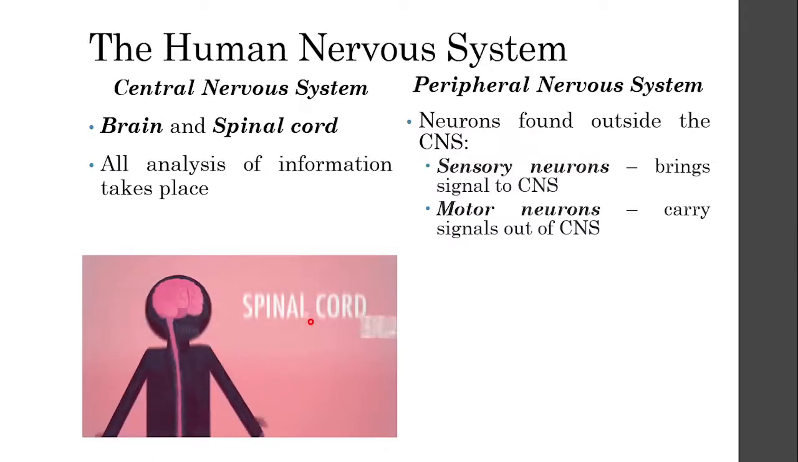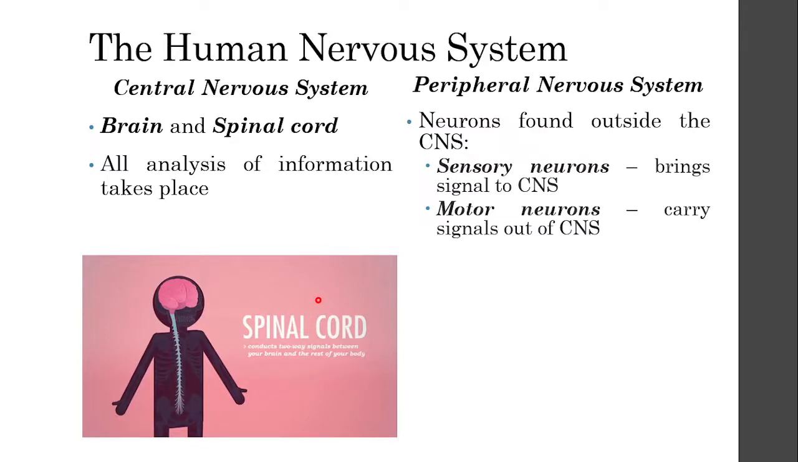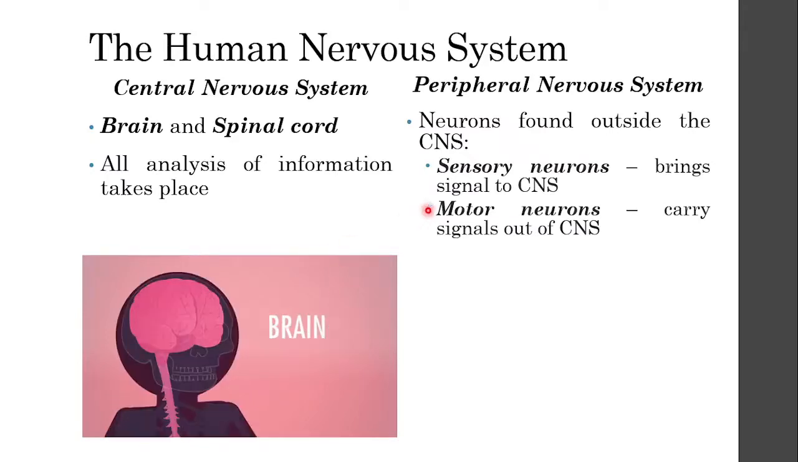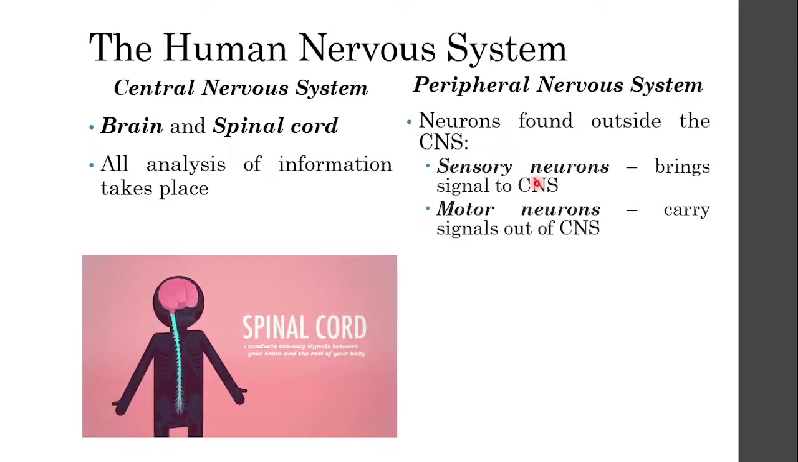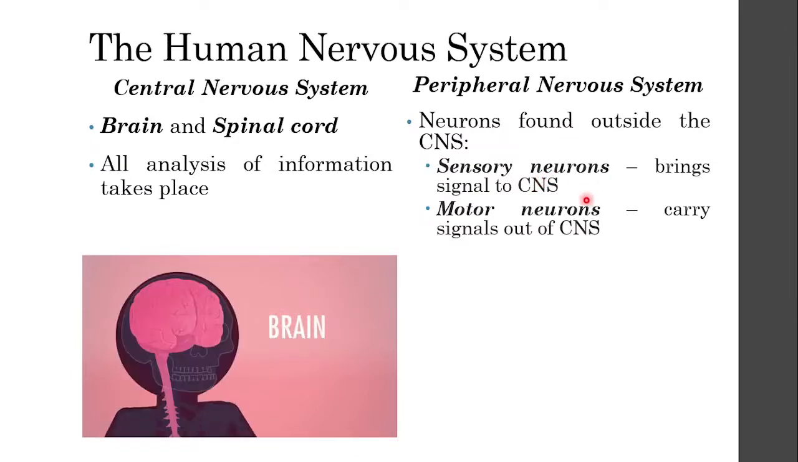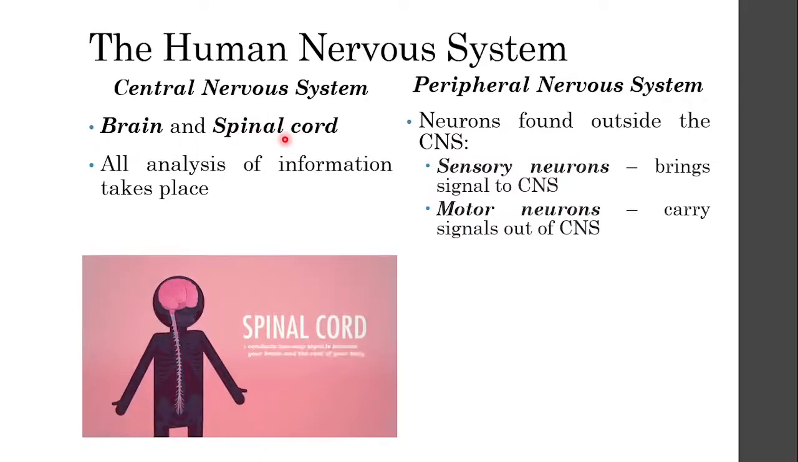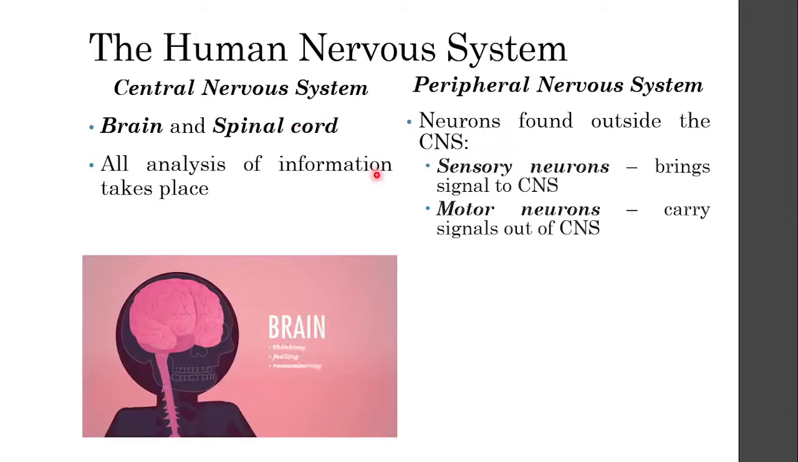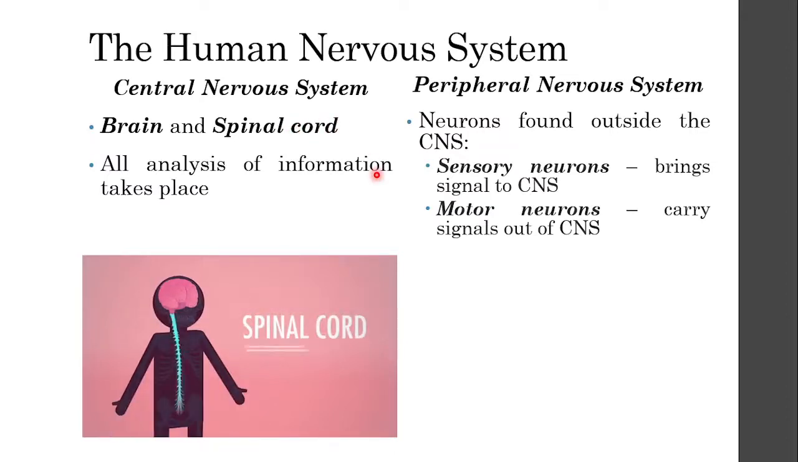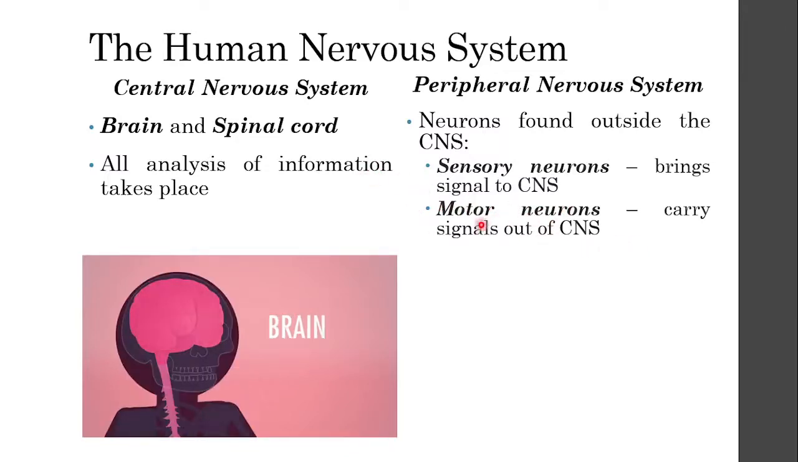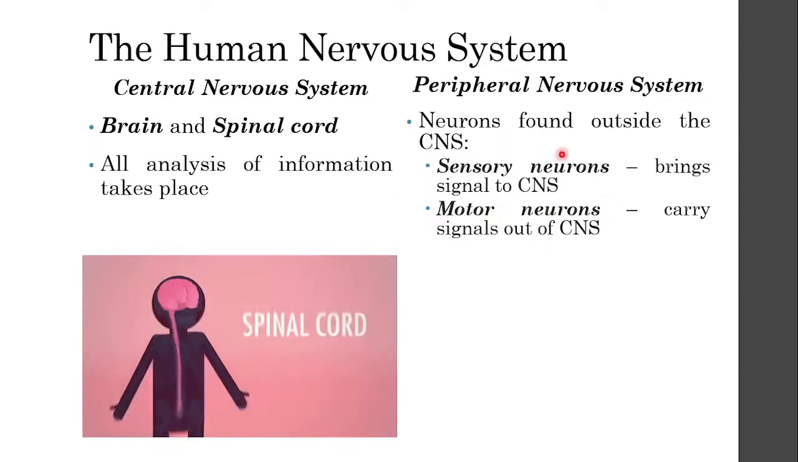So if we go back to the example, nung napaso kayo, when you touch a very hot material, the sensory neurons will then receive the signal that, oh, this material is hot. And that signal will be brought into our brain and spinal cord, mostly in the spinal cord. And then the spinal cord will then send a signal into our hand to remove our hand immediately. And they send that signal through the motor neurons. So I hope you guys can see the distinction between the two.